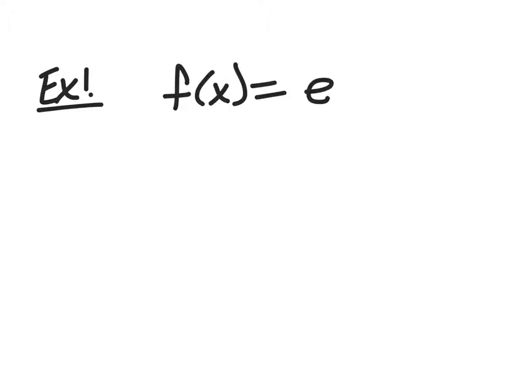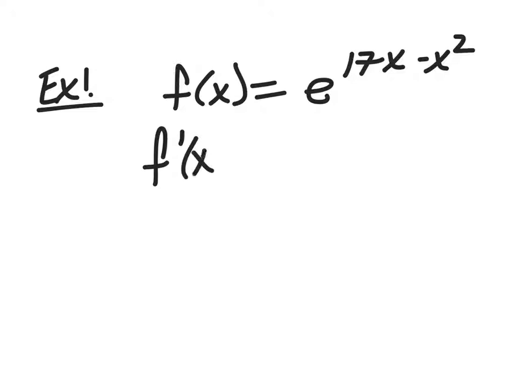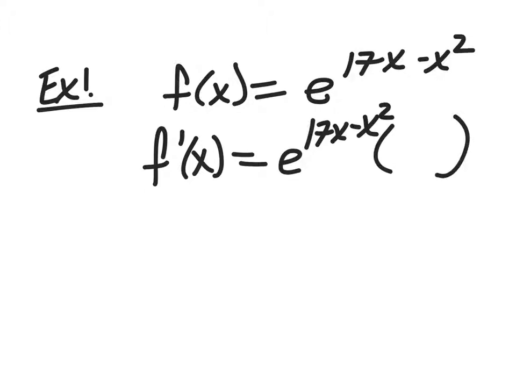Let's go ahead and do 2 examples. First, if you have f of x equals e to the 17x minus x squared, then the derivative is going to be keep the function and then chain rule out the derivative of that exponent. Derivative of 17x is 17. Derivative of negative x squared is negative 2x. And then you're done.